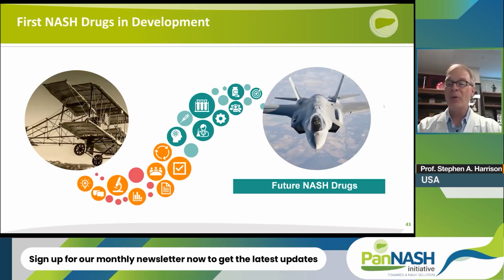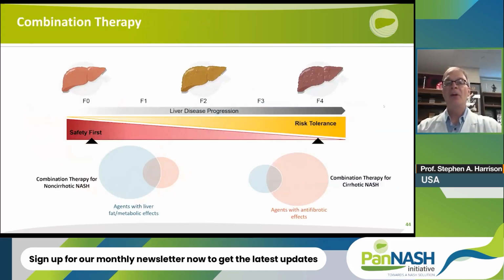Where we want to go is the F-35 precision medicine strike fighter approach, where we're honing in on therapeutics for patients that are targeted to their metabolic profile and to their genetic profile. And it's also important that we're likely to use combination therapy to get to this point. And when we think of combination therapy, we need to think of the risk tolerance, the safety, and where the patients are in their liver disease progression.